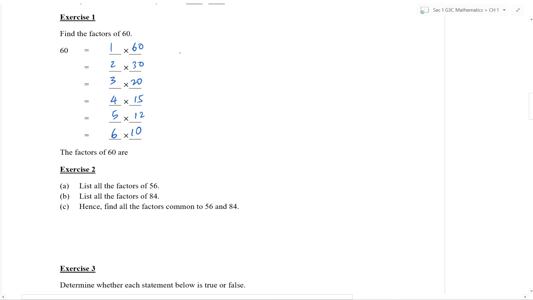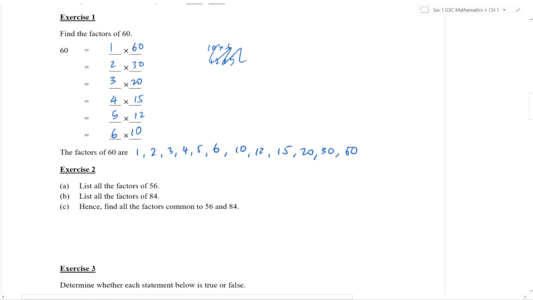So if you want to do it again, we also have 10 times 6, 12 times 5, but it is a waste of time. So let's not do all this, okay? So the factors of 60, let's list them down. We've got 1, 2, 3, 4, 5, 6, 10, 12, 15, 20, 30, and 60.